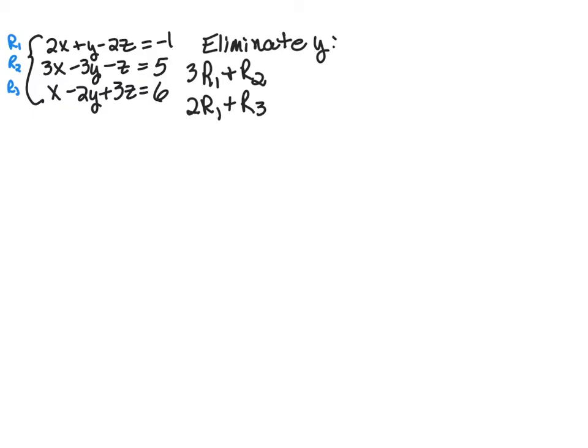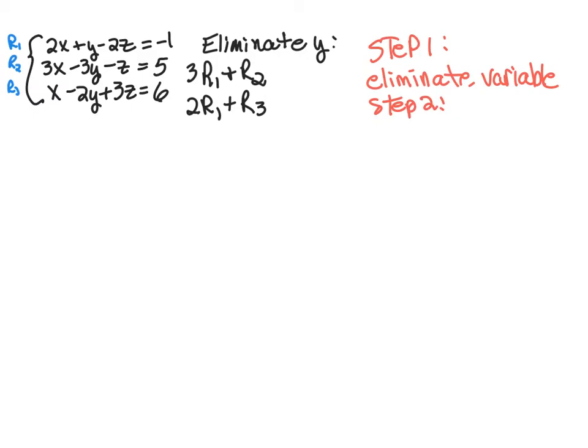So step 1, let me write this down. Step 1, you're going to eliminate the chosen variable. Step 2 is to do it again. Eliminate the same variable a second time. So let's do this. You always and forever, amen, write down what you're doing.